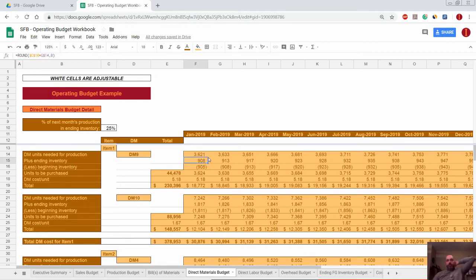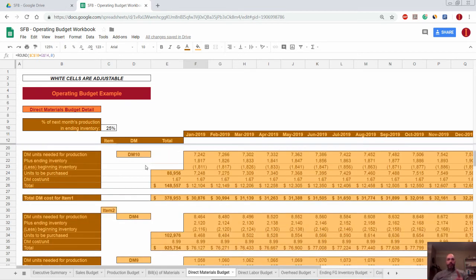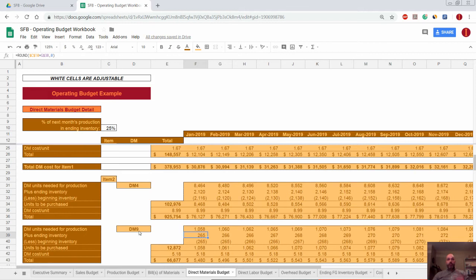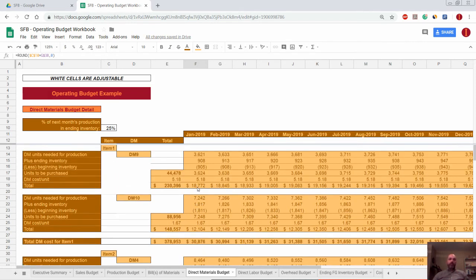So same principle here, ending inventory. Okay, what is it, 25% of the following month? Look at this. Yep, there's the following month times 25%. We want to have 908 DM9s in inventory at the end of the month, solely for the purpose of being used in item 1. We want 265 DM9s in inventory at the end of the month, solely for the purpose of manufacturing item 2. Again, all that will be consolidated later.